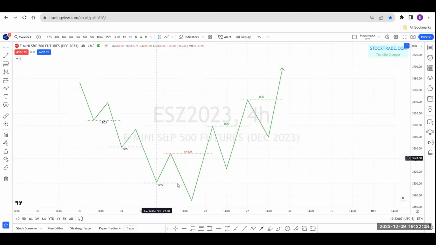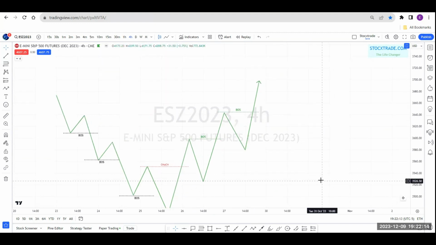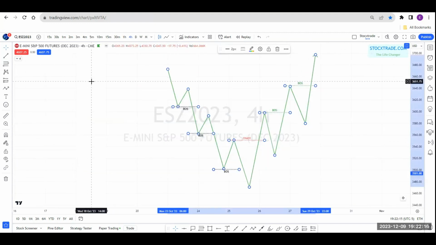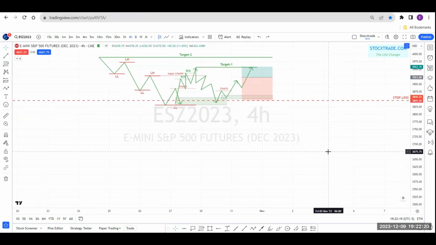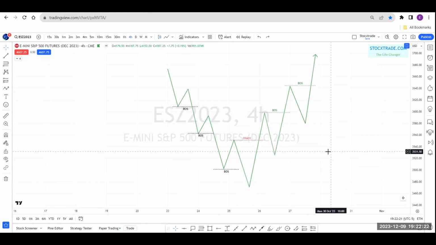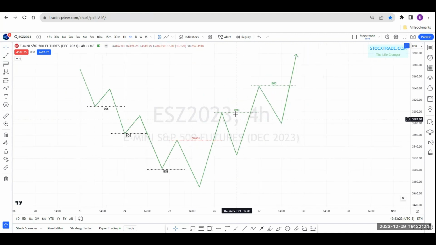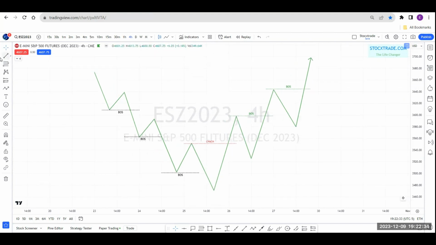Okay, the market was coming down. Suddenly the market is trying to go up. You will see the change of character or market structure shift. Break of structure here, you are breaking the higher high. But this is as well called lower low, on the bearish side.